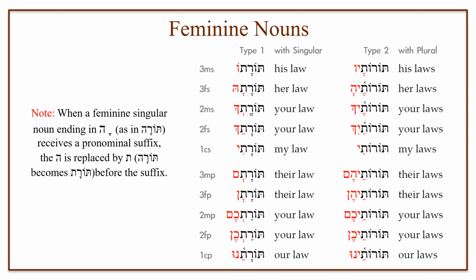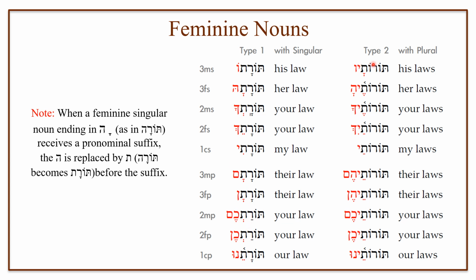All right, so getting to the feminine nouns. When a feminine singular noun ending in qamets hey, as in Torah, receives a pronominal suffix, the hey is replaced by a tau. So Torah becomes Torath before you add the suffix. Right here, you see this was Torah, but now the hey has become a tau. And then after that, you add the suffix. And that's true all the way down. All these feminine singular forms will take a tau.